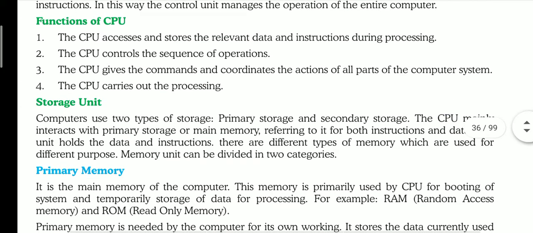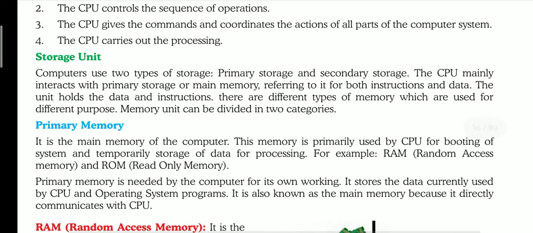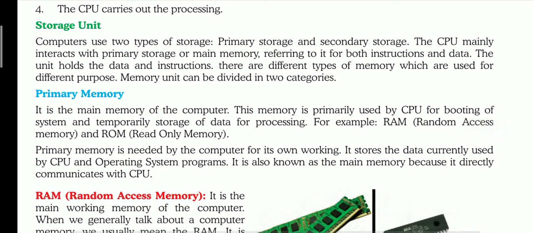Next unit is the storage unit. According to the name, this unit stores the data and information of the computer. There are two types of storage: primary storage and secondary storage. The CPU mainly interacts with the primary storage or main memory, referring to it for both instructions and data. The unit holds the data and instructions.